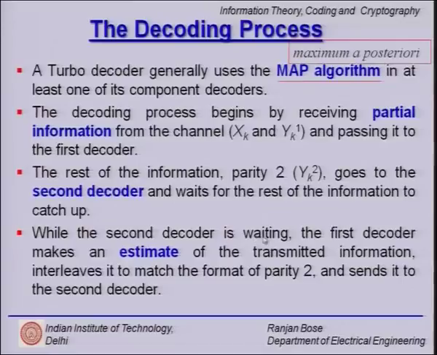While the second decoder is waiting, the first decoder makes an estimate of the transmitted information, because it knows what encoder 1 was, and then interleaves it to match the format for parity 2, because decoder 2 can work with only interleaved data. So, it makes an estimate, hoping it is right, does the interleaving and gives it to decoder 2 to generate its output.